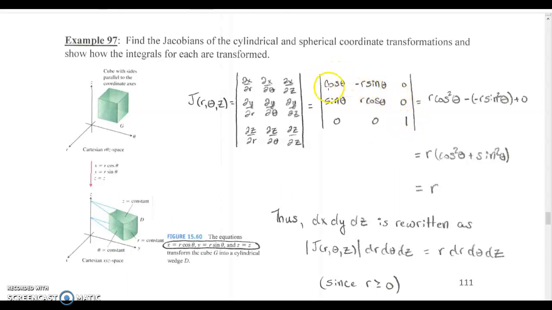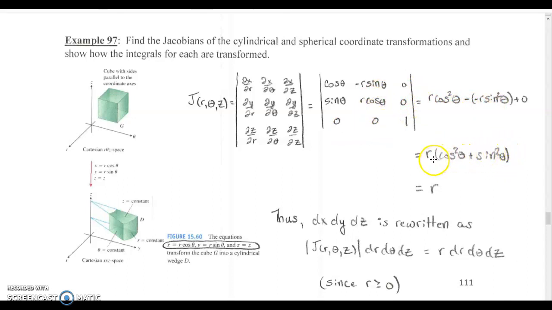Remember, it's the first value here, cosine theta, times the 2 by 2 that is not underneath that cosine theta. So that's cosine theta times r cosine theta times 1 minus 0, which gives me r cosine squared theta. Then you have minus a minus, so plus r sine theta, minus the minus r sine theta, times the 2 by 2 that is not in the column or row of that entry. So that's sine theta times 1 minus 0, so that's plus r sine theta times sine theta, which is r sine squared theta. And then I have 0 times that 2 by 2, so it's gone.